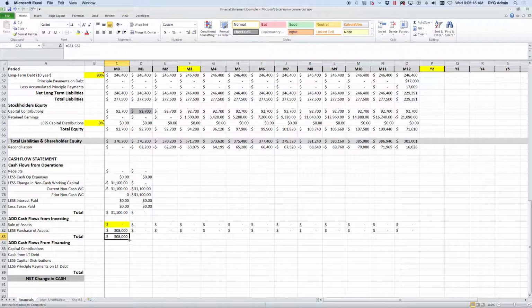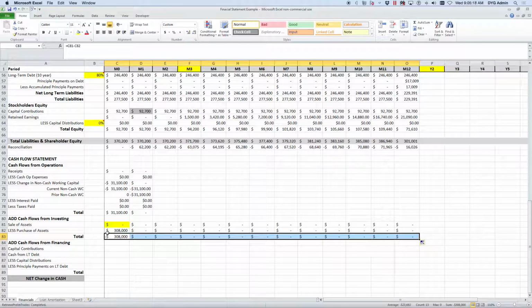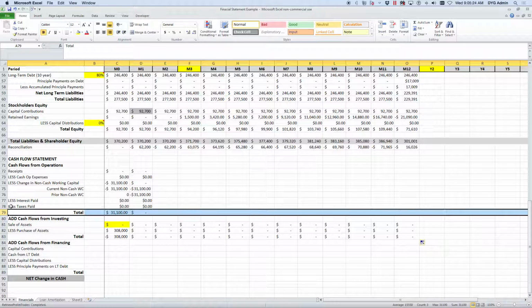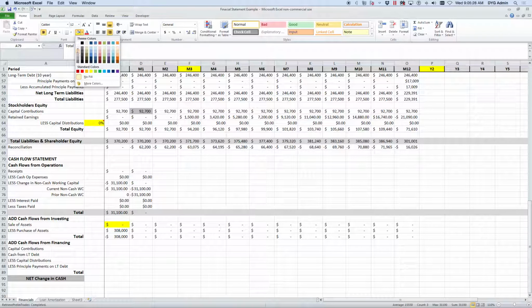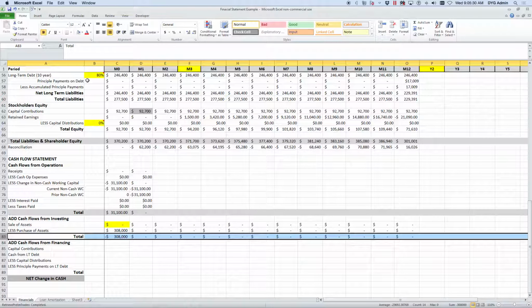Okay, so that says that we lost some cash there, right? Because we paid it out. That makes sense. And I'm going to go ahead and highlight these little bad boys just so that we've got that kind of color difference there that lets us know that there's an important number.